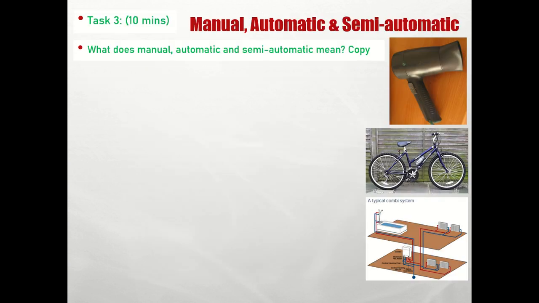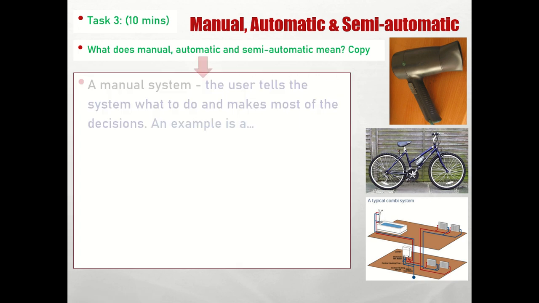Okay, task 3. Just think about this. What does manual, automatic and semi-automatic mean? You might think of weapons, but we're not doing weapons. That wouldn't be appropriate. Here's 3 examples. You've got a hairdryer, a bicycle, and a central heating system for a house. Again, it is a copy task for now.